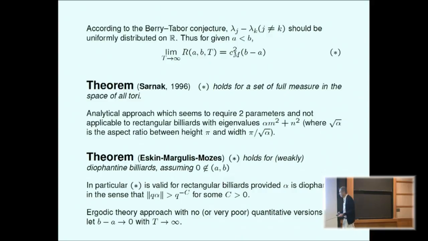Now, if you're looking for deterministic results, in particular in the class of rectangular billiards, what is applicable is another remarkable theorem, which is obtained by ergodic techniques. That is 2005, Eskin, Margulis, Mozes, which tells you that the statement holds for any billiard, in particular rectangular billiards, provided you have some Diophantine assumptions. So in the setting of rectangular billiards, it would be okay if we assume that alpha is Diophantine, and in fact Diophantine in a very weak sense. Any kind of weak sense suffices.